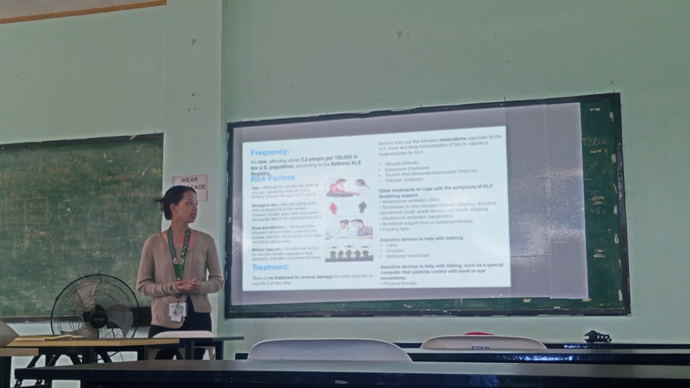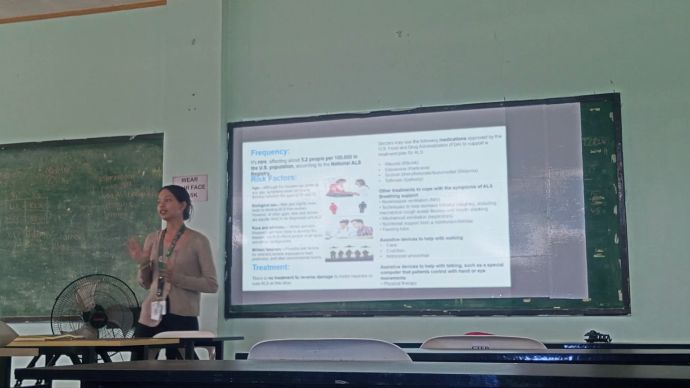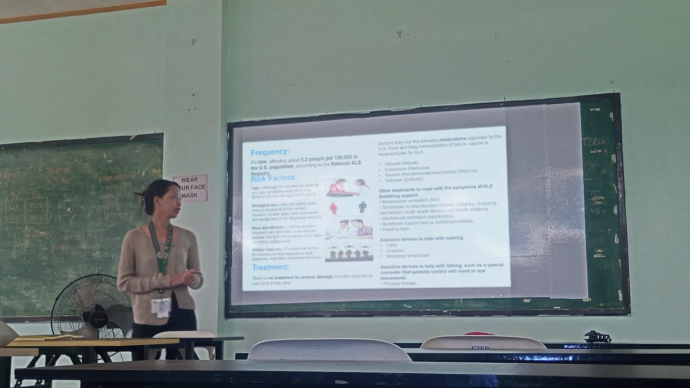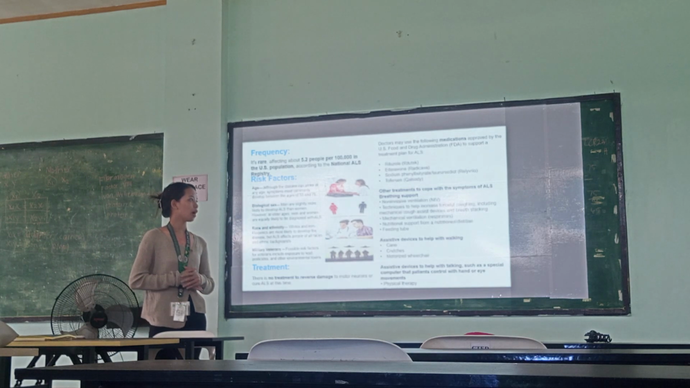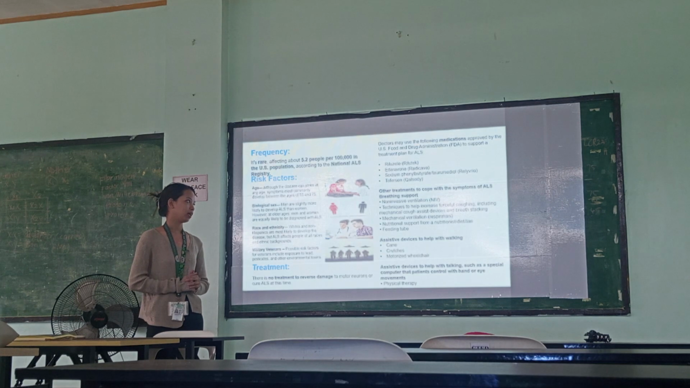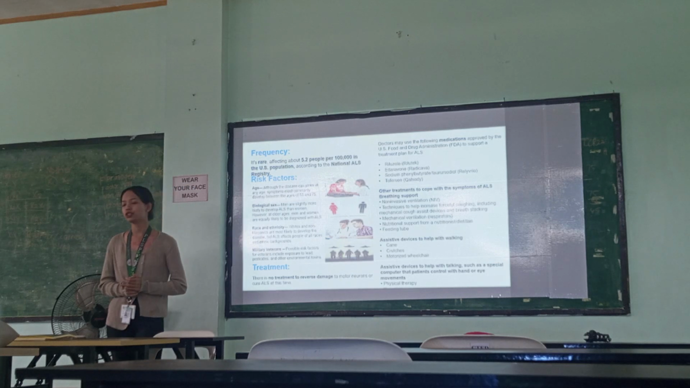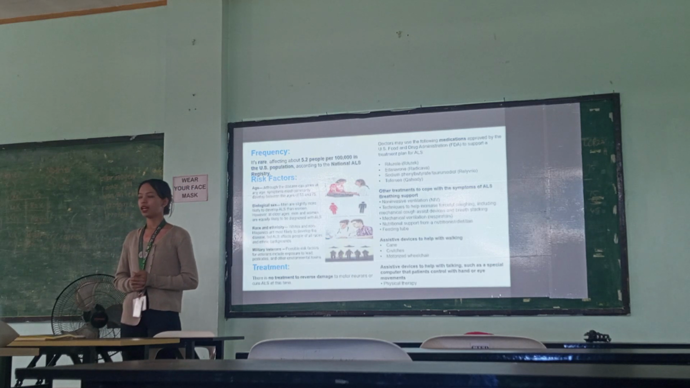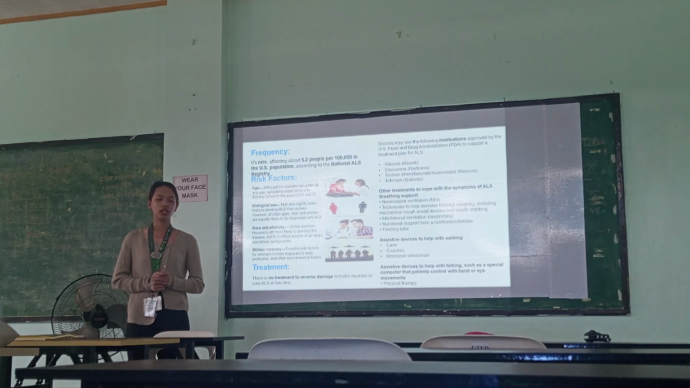And other treatments, andyan yung non-invasive ventilation, yung paglagay ng mask sa face and sa nose, and techniques to help increase forceful coughing, mechanical cough assist devices, and breathing exercises. And mechanical ventilation, nutritional support from a nutritionist, and sedation. And last, yung feeding tube.